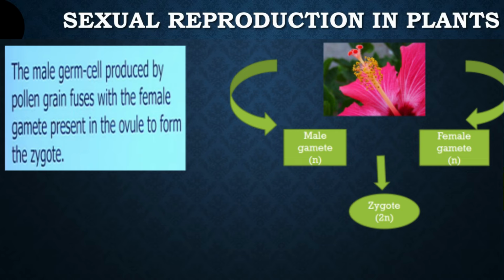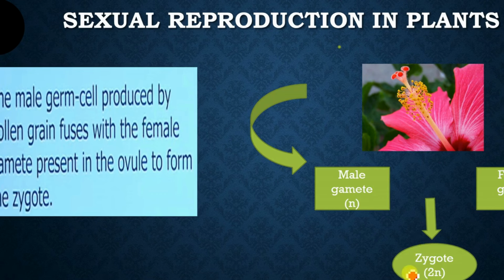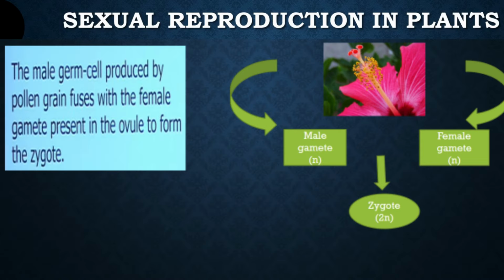The male gamete is haploid, so that's why I've given N. Female gametes are also haploid. Now when the zygote is formed, we have 2N, that is diploid. The male and the female gametes individually are haploid, whereas the zygote is always diploid. One set comes from the male, one from the female, so we have 2N, the diploid zygote. So the male germ cell produced by the pollen grains will fuse with the female gamete present in the ovule to form the zygote.